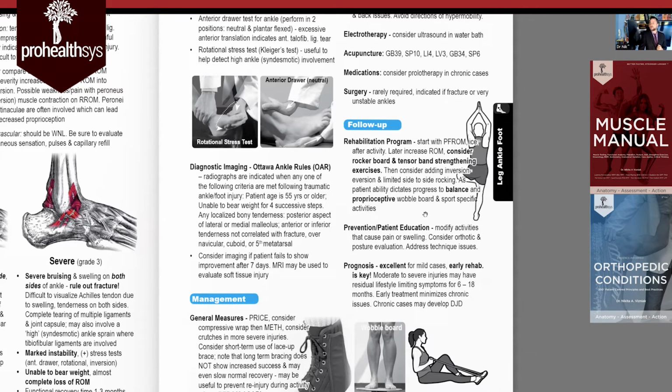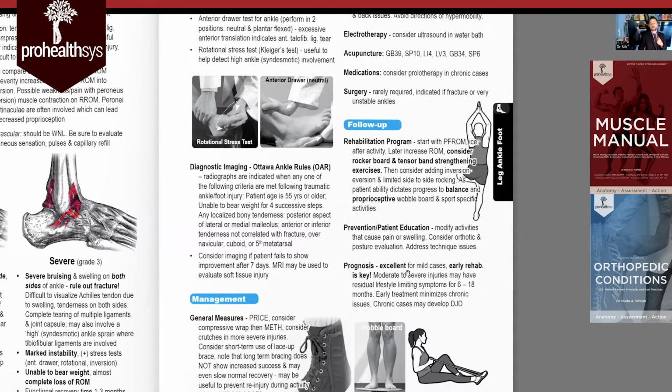Prevention: modify activities that cause pain or swelling. Consider orthotics or postural evaluation if there is an underlying supination type issue, and address technique issues in jumping, running, landing, stopping, pivoting. All of those can be risk factors that we can actually influence.